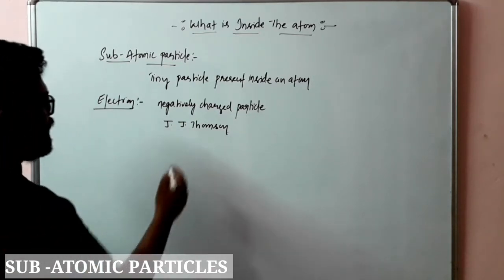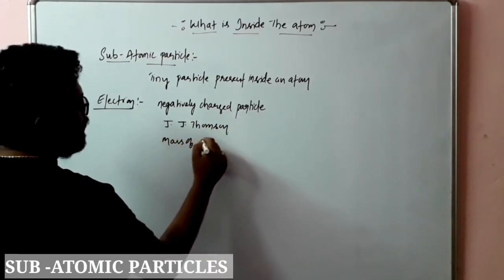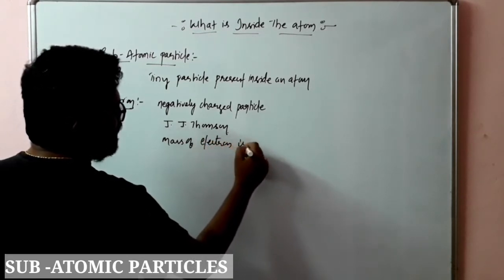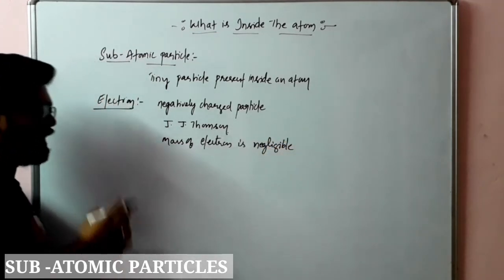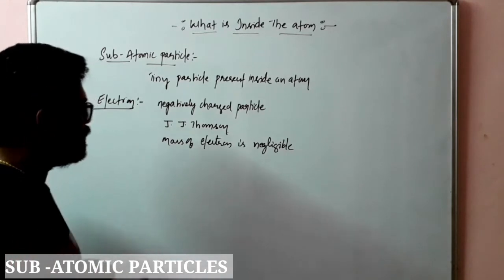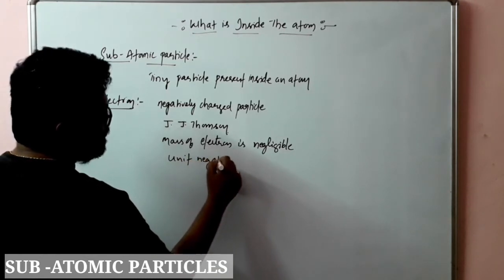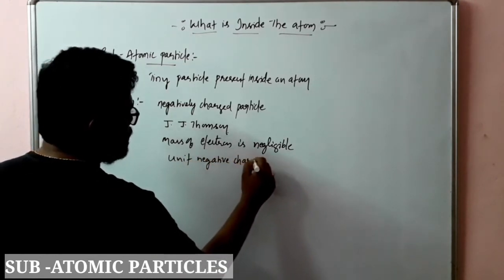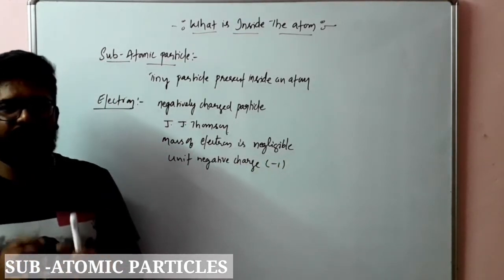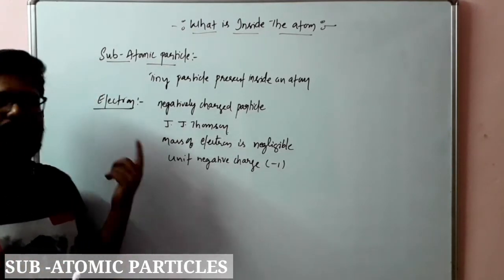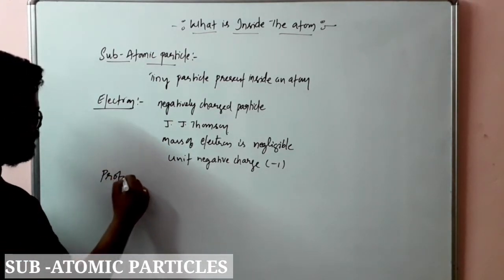Okay, so the charge of an electron is negative, and the mass of an electron is very small and negligible. The mass is very low and it is negligible. Okay, and the charge of an electron is unit negative charge, that is -1. In this way, the first tiny particle of an atom, the electron, was discovered. The second tiny particle which is present inside an atom is the proton.